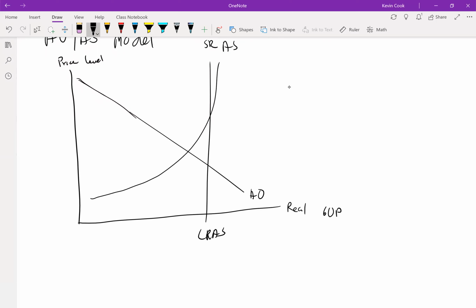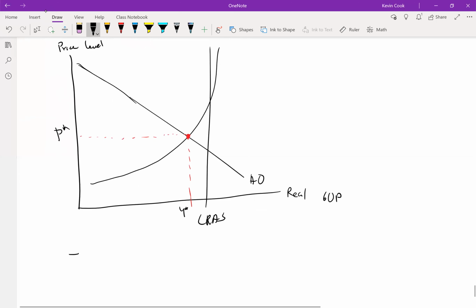So if we're asking what the equilibrium of our economy is, or what our equilibrium in aggregate supply and aggregate demand is, we find where aggregate demand meets aggregate supply. Then we find our price level and our GDP. So in this case, our equilibrium is at P star and Y star.